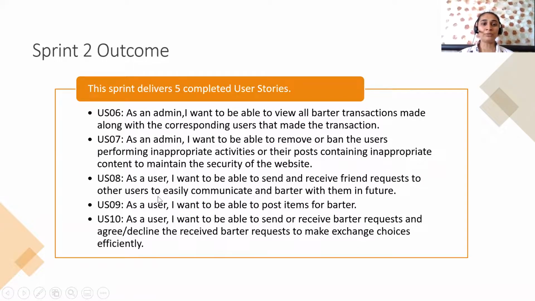There are 5 completed user stories. As an admin, the admin can view all the barter transactions, and can remove and ban users. The next user stories are for the users. A user wants to send and receive friend requests to other users for easy communication. A user wants to post items for barter, send or receive barter requests, and agree or decline the received barter requests.